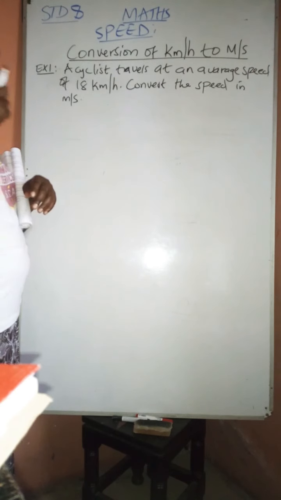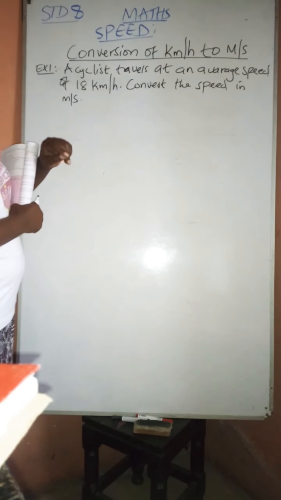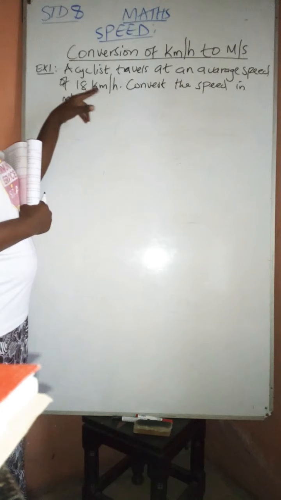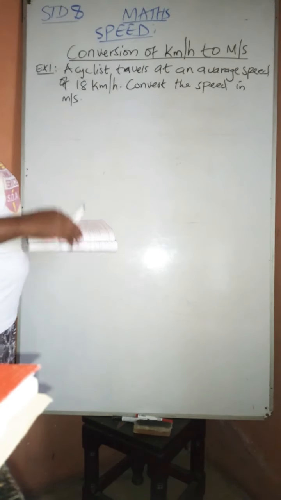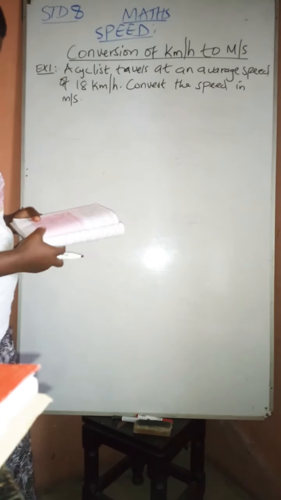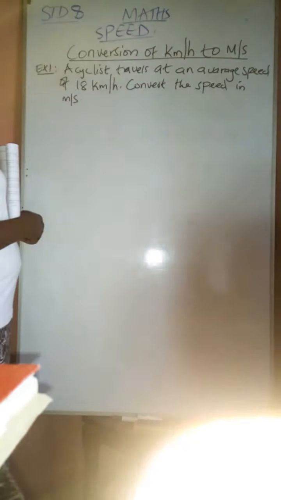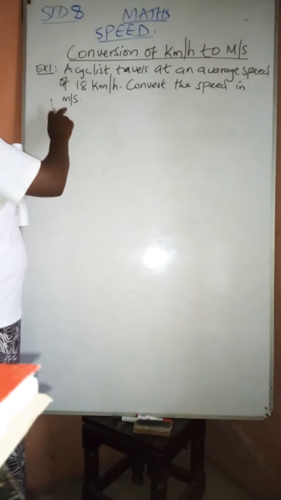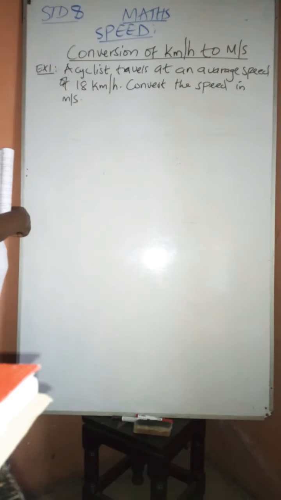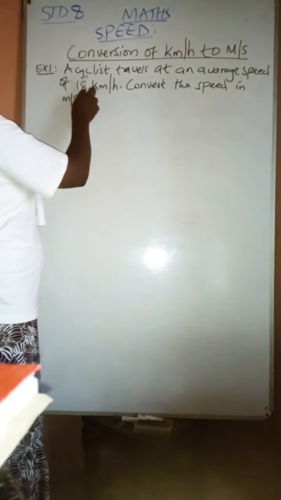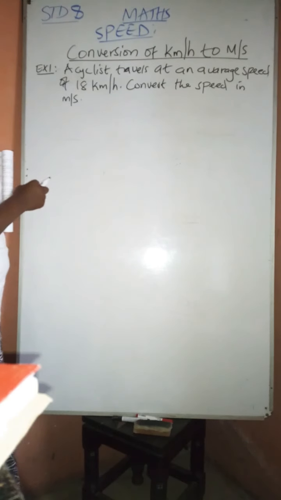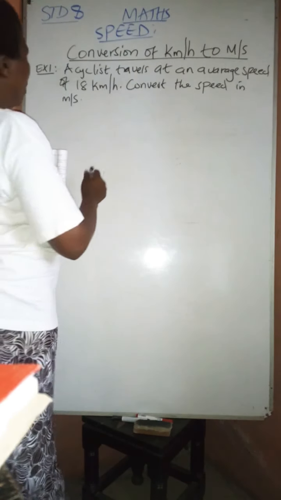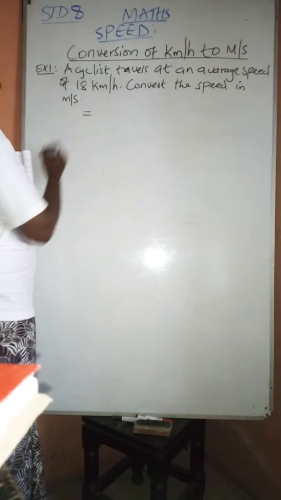So what does that mean? This person is cycling and in every hour he covers 18 kilometers. That is the distance covered per the time taken. We need to find out then what speed is he covering within a meter. So we are going to convert the 18 kilometers he covers per hour into meters per second. How do we go about this?